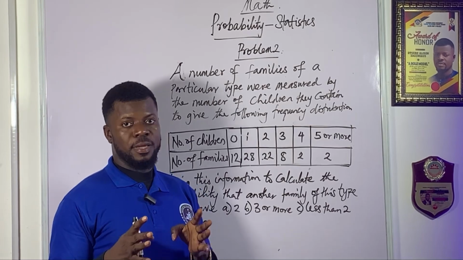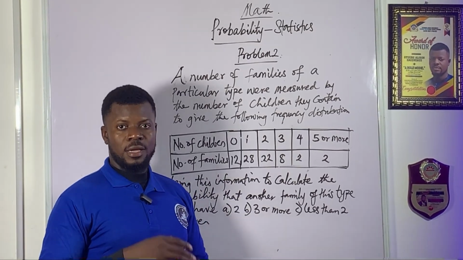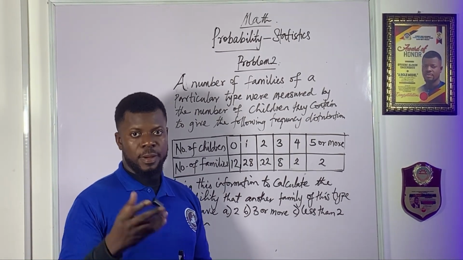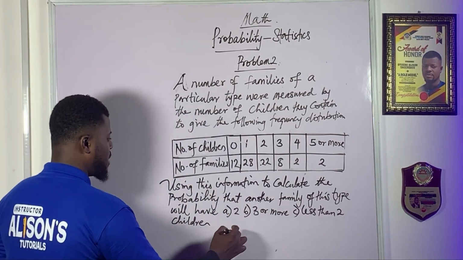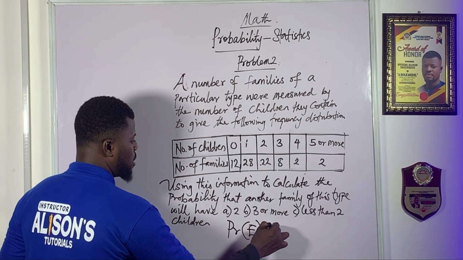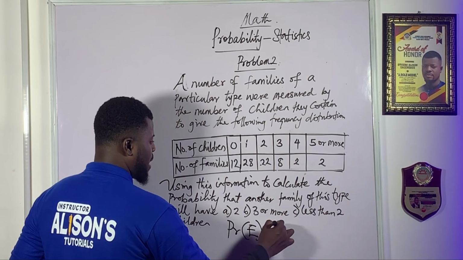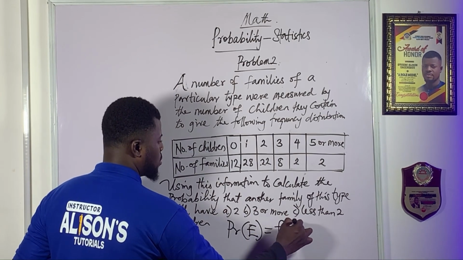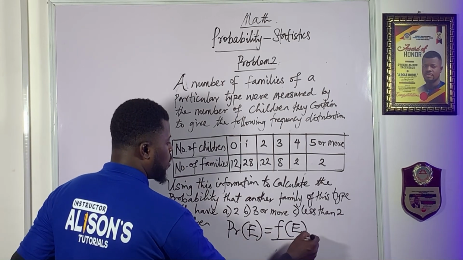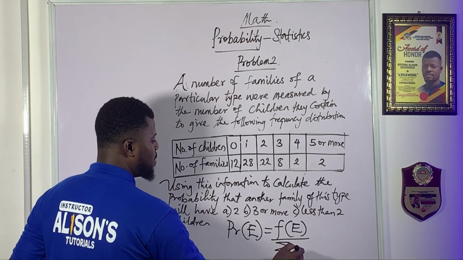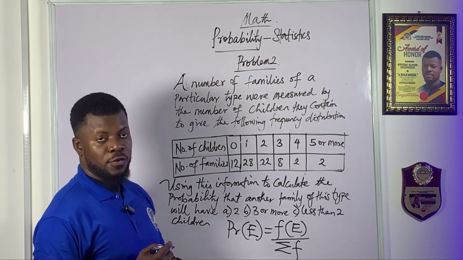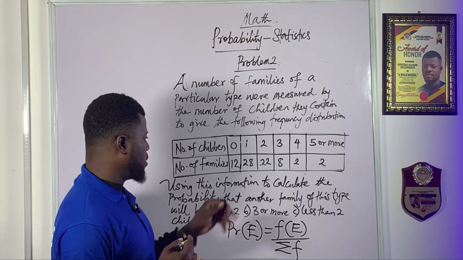Now, to solve this problem, you would need the formula, especially the formula we use when we're talking about empirical probability. And what is that formula? That formula is probability of an event will be equal to the number of times the event occurs, which is f of e. Remember, e here represents event, all over the total frequency. The total frequency. So this is the formula we're going to use to fix this problem.